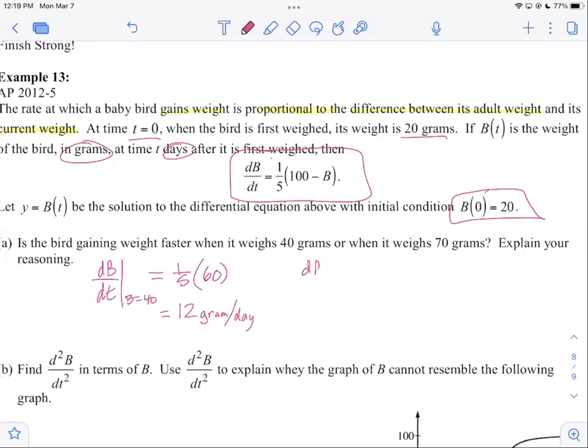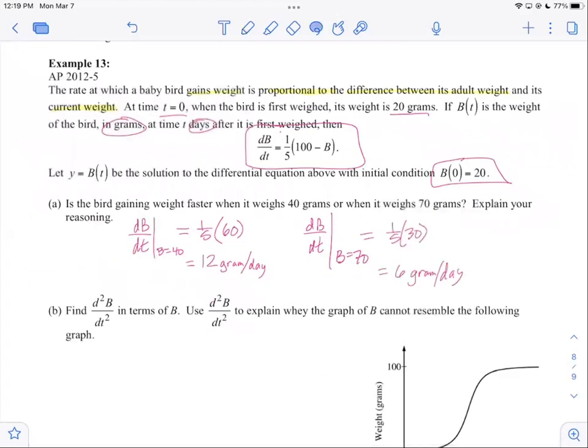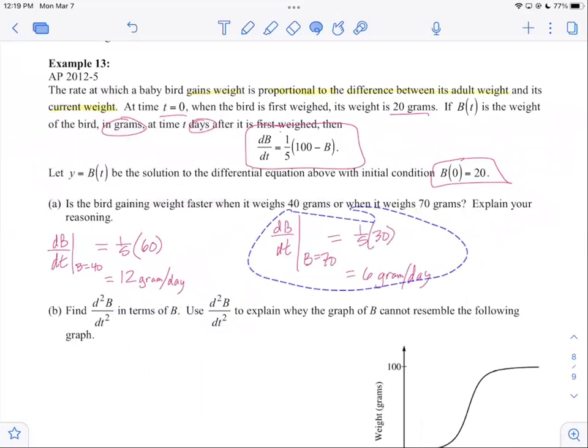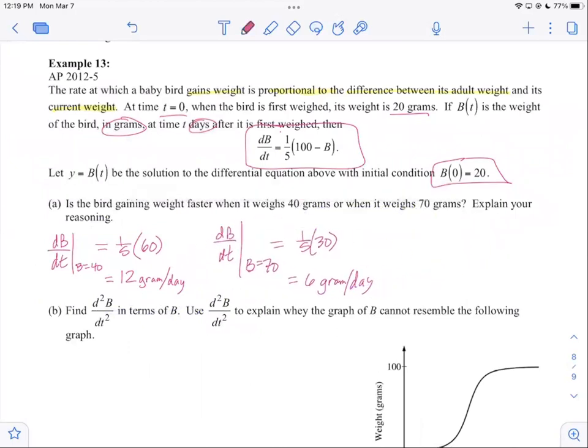And then similarly, dB/dt at B equals 60, or 70, sorry. You get 1/5 of 100 minus 70, which is 30. And that's going to be 6 grams per day. All right. Did we answer the question? Do we walk away? No. Now we got to answer the question, right?